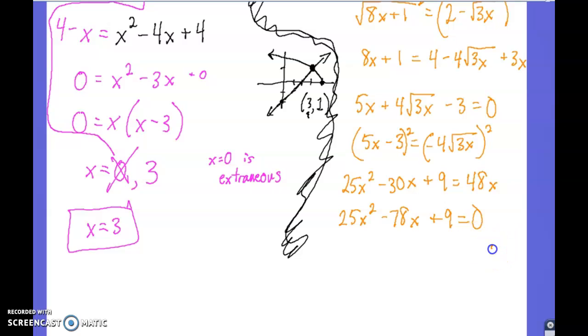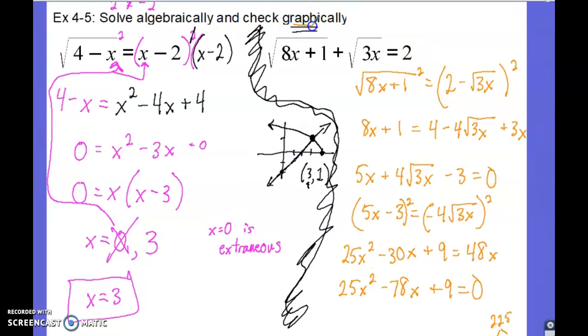25 times 9 is 225. If I'm looking for factors of 225 that would add to be 78, I don't even know. I'm about to just go to a graphing calculator and show you how to do this graphically. Let's just do that. I'm going to pull up Desmos.